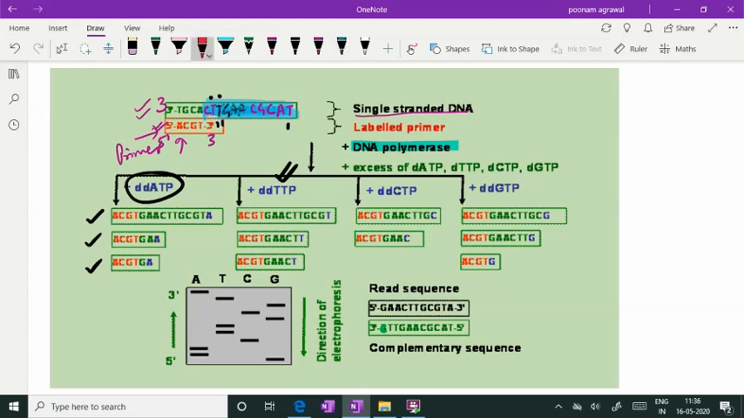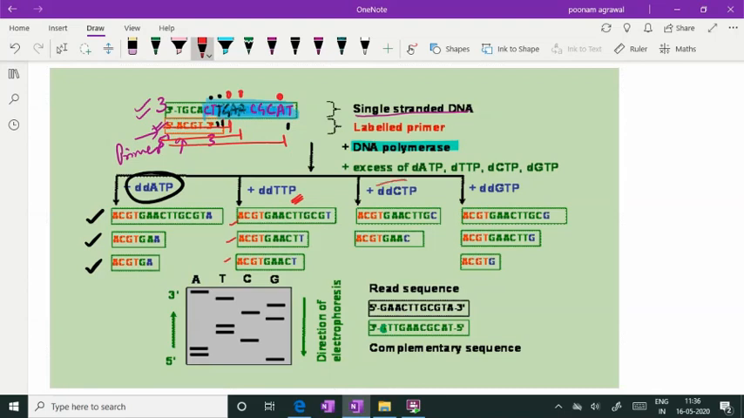Now suppose you're talking about the second tube which is having dideoxy TTP, then what will happen? That termination will be taking place at which all points? It will be taking place at AMP sites. So you will have the DNA strands either of this length or of this length or of this length. So that is what is represented here.